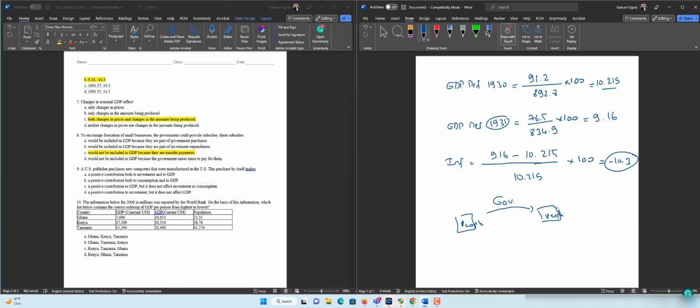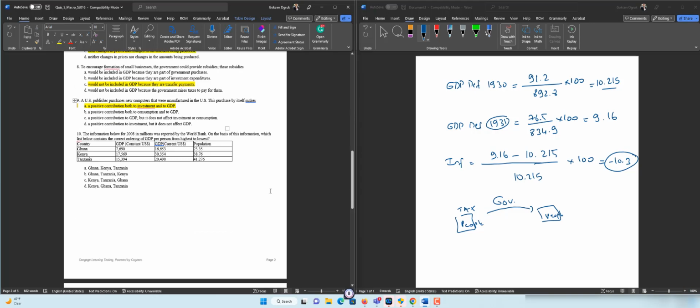So there is no production here. You're taking tax money, and then giving this tax money either as welfare benefits or subsidies or unemployment insurance to the people who need it. So there is no production, therefore they're not included in the GDP. A US publisher purchases new computers that were manufactured in the US. This purchase by itself is actually an investment, right? Because a US publisher is a company and buys new computers, therefore it's an investment, and it's a positive contribution to both GDP and investment. Therefore this is the right answer.